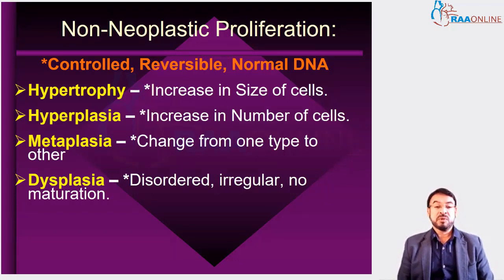Among the non-neoplastic proliferations, the first is hypertrophy, where the growth is because of an increase in size of the cells. The next is hyperplasia, where the growth is because of an increase in number of the cells. The third is metaplasia, where it is due to change from one cell type to another. And the fourth is dysplasia, which is disordered growth, or there is no maturation. So we're going to focus a little bit on each of these again in today's session.